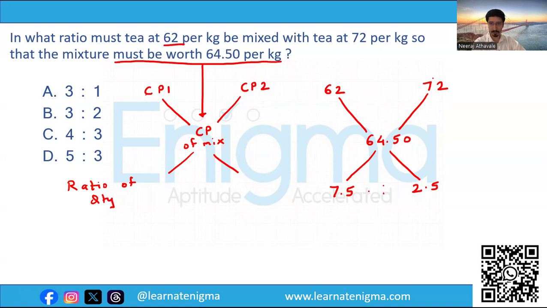So this is the ratio of quantities. Now if you are not good at decimals, you can eliminate the decimals. You can have it as 75 is to 25. We can reduce it further. Both are divisible by 25. So 25 threes are 75, 25 ones are 25. So the ratio of quantities to be mixed is 3 is to 1. So the answer is option A.